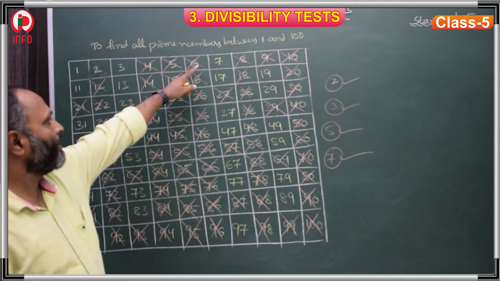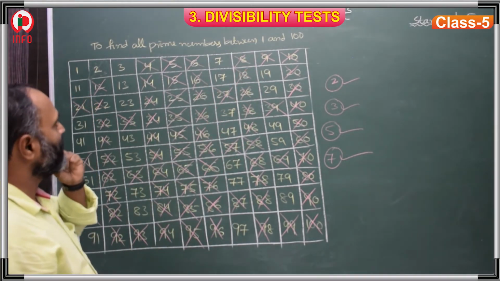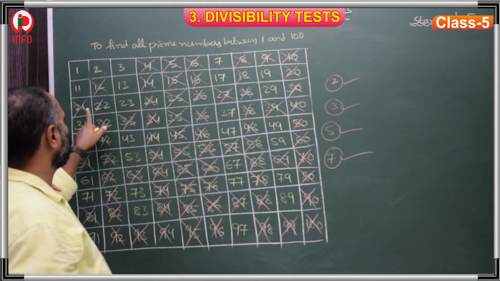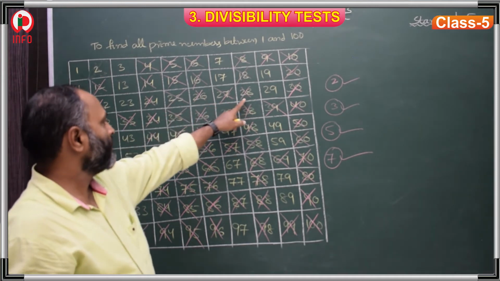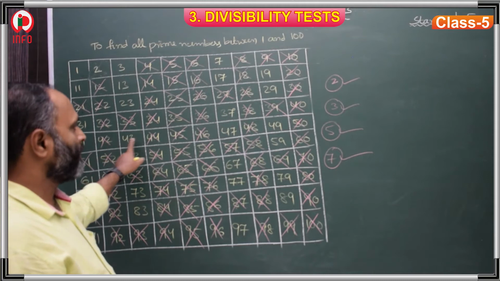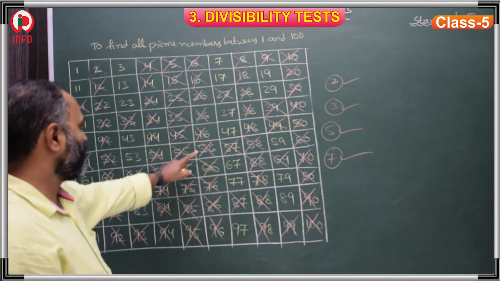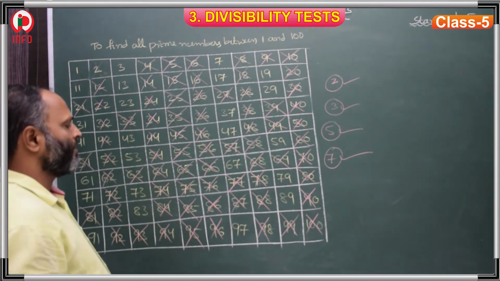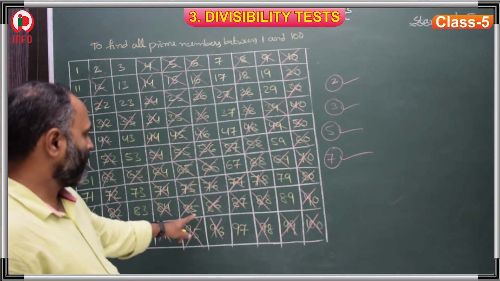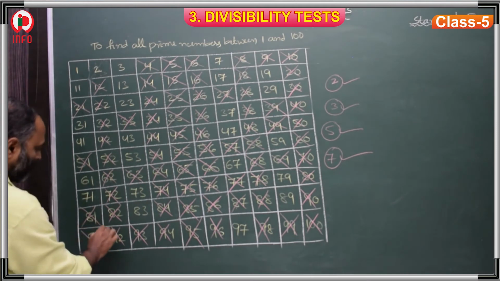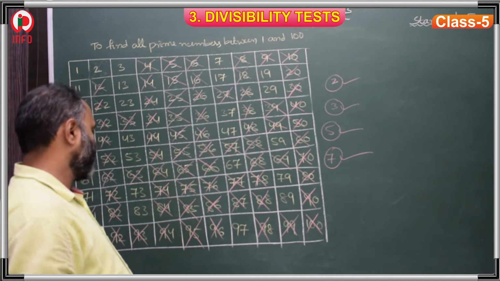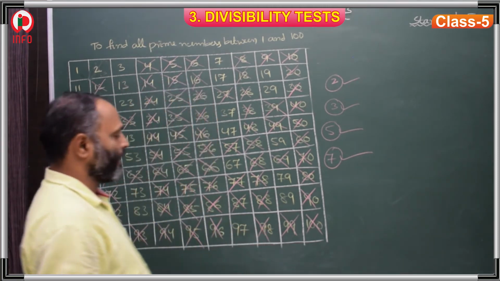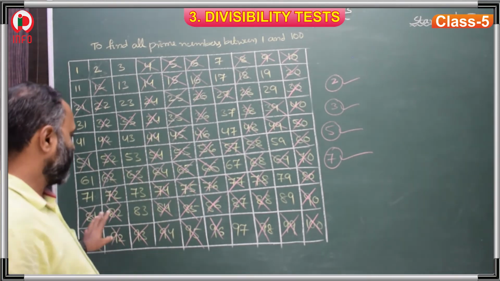Now we go for the 7 table. 7 1s are 7, don't take 7. 7 2s are 14, 7 3s are 21, 7 4s are 28, 7 5s are 35, 7 6s are 42, 7 7s are 49, 7 8s are 56, 7 9s are 63, 7 10s are 70, 7 11s are 77, 7 12s are 84, 7 13s are 91, and 7 14s are 98. 98 is already cancelled. So these numbers are cancelled in 7.